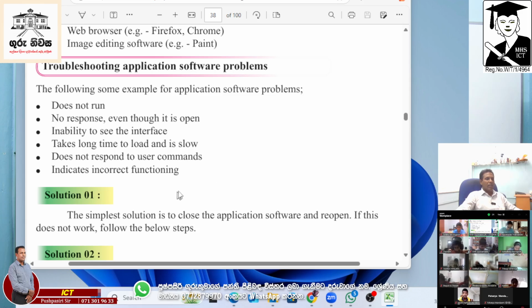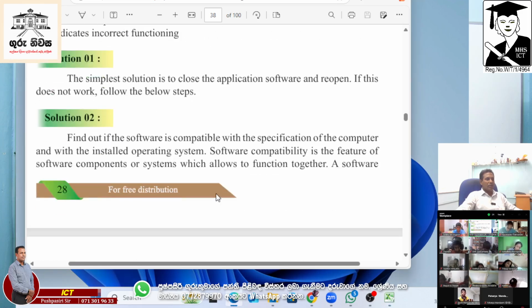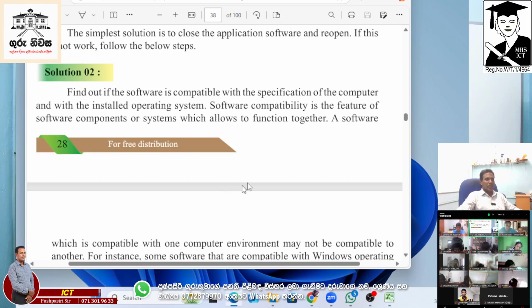Right. What will be the second solution? So we have to find out the compatible software. There are some softwares that are not compatible to the problem or to the computer. So we have to find the compatible software for the computer.